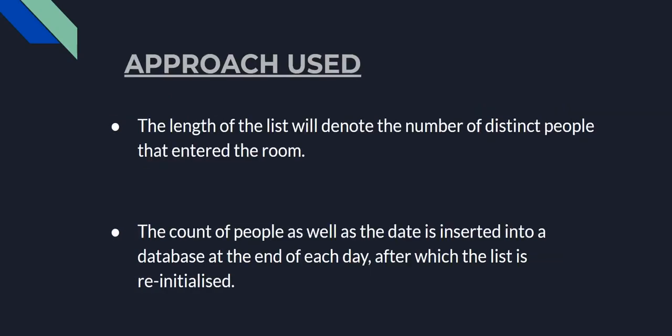We then store the face encodings in a list, which can be used to compare whether the encoding of a person already exists or not. If it does, then that means that the person has already entered the room on the same day. Finally, the length of the list will give us the number of distinct people entering the room. So let's get started with the code now.